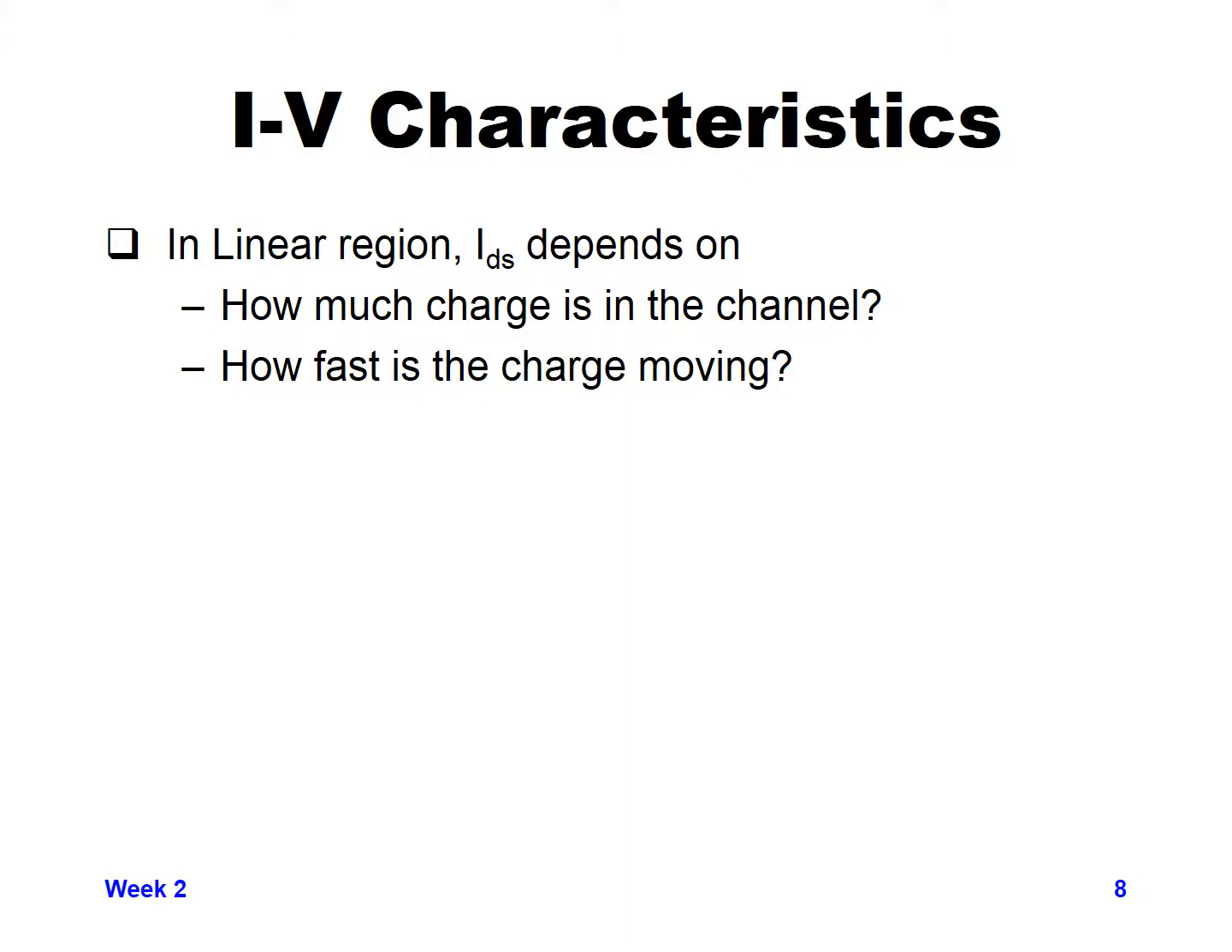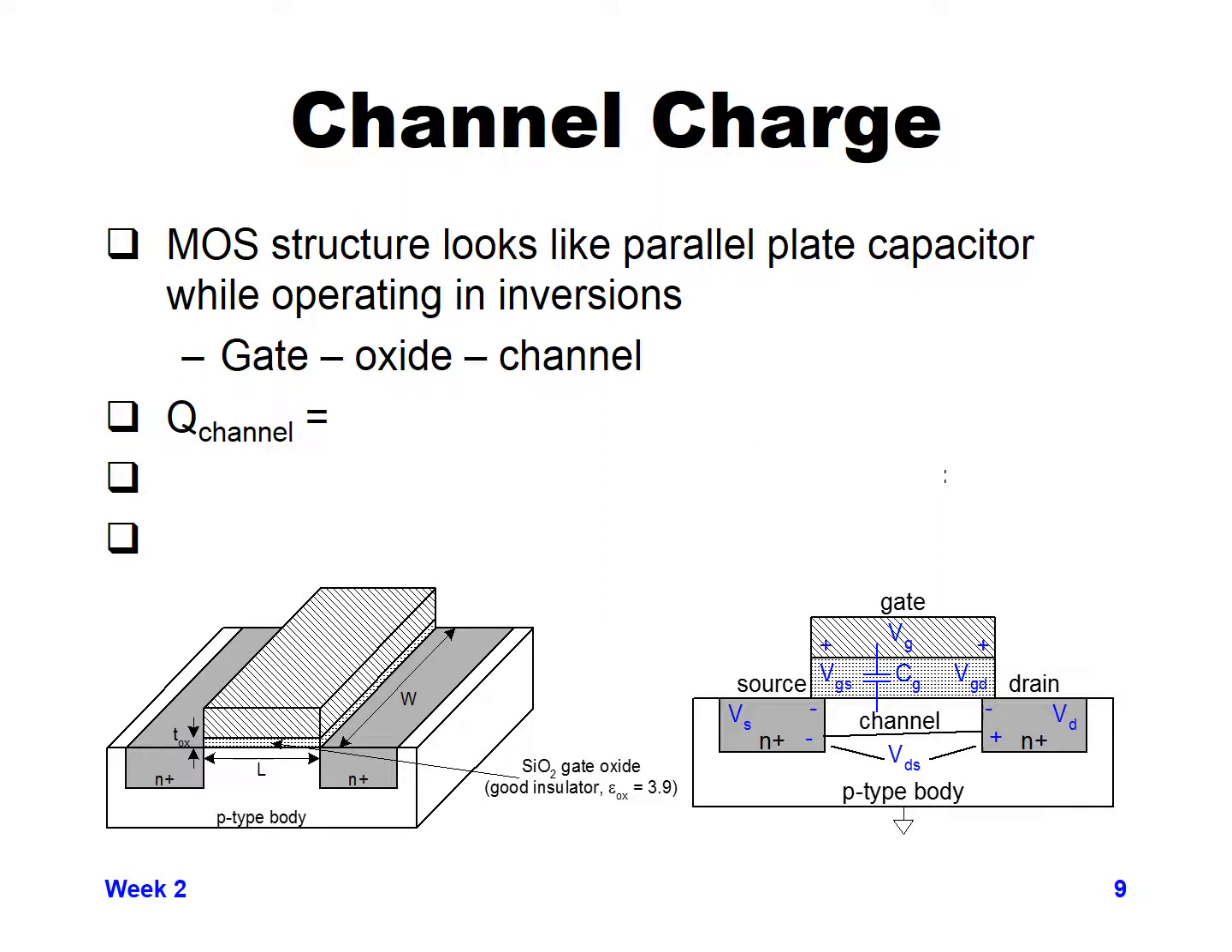So next we'll go through how the current voltage characteristics change in the different regions. In the linear region, we said that IDS depends on both how much charge is in the channel and how fast the charge is moving. Let's go through those concepts in the next couple of foils. First, let's go through how you figure out the charge in the capacitor, or charge in the channel.